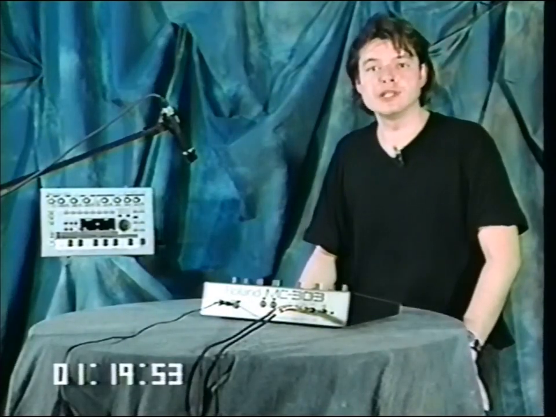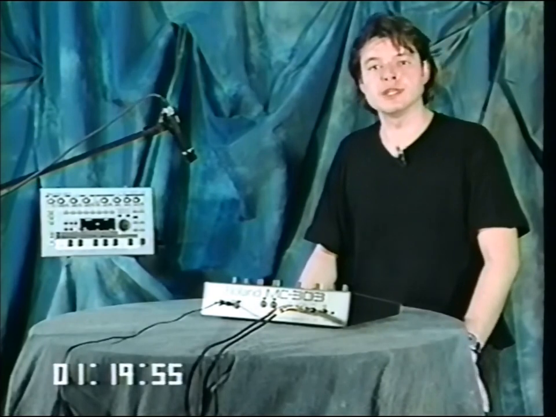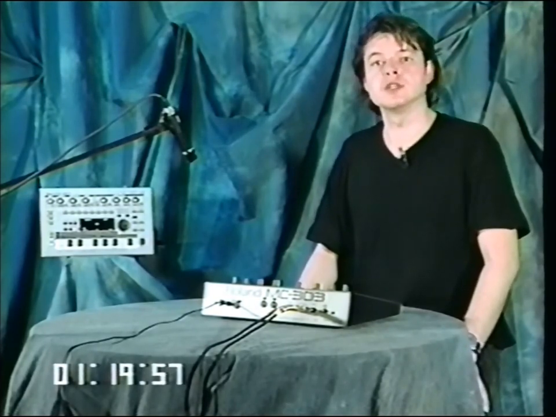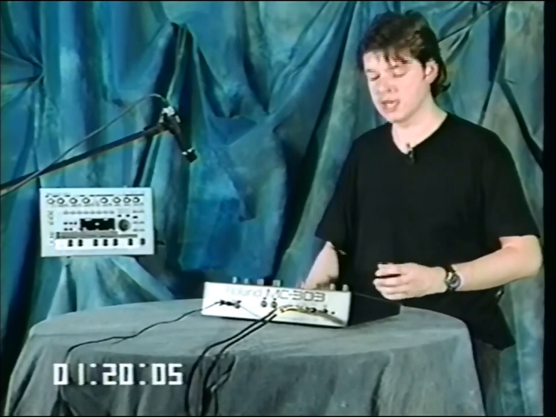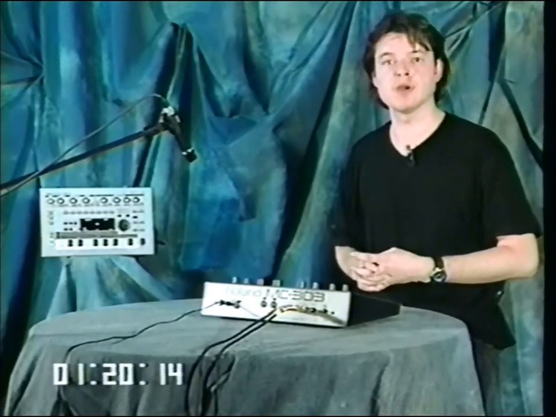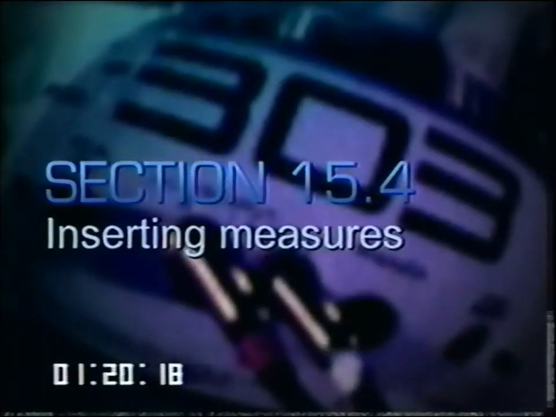We can also choose to delete information, and the difference between deleting and erasing is that erasing will take away the data but leave a space where the data originally sat. Deleting will also remove the space, so a 4-measure loop, if we decide to delete measure 2, will end up as a 3-measure loop, as opposed to a 4-measure loop with a gap in measure 2.